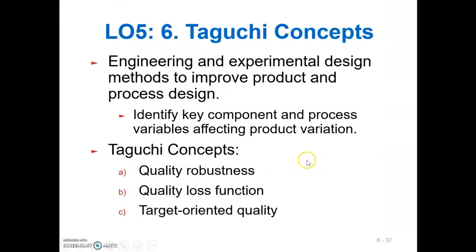The next term is Taguchi concepts, which involves engineering and experimental design methods to improve product and process design. So we need to identify key component and process variables affecting product variation. Taguchi concepts cover quality robustness, quality loss function, and also target-oriented quality. I'm going to explain these three concepts in the next few slides.